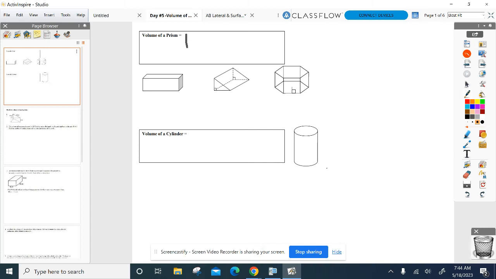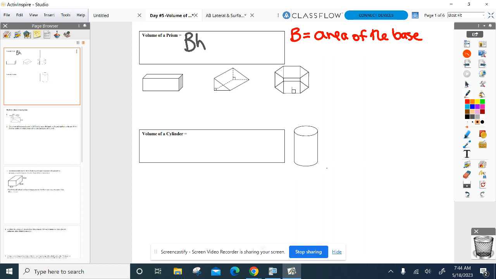Volume of a prism, right on your reference sheet: BH. Now, it does not say what each variable means, so let's make sure we know what each B and H mean. Capital B is the same capital B we talked about in surface area of a pyramid and a cone. That's the area of the base. So whatever the shape of the base is, you find the area of it.